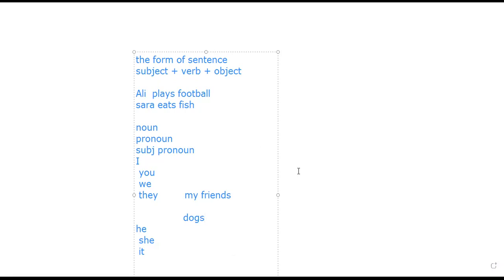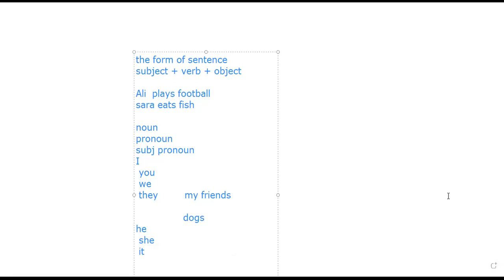Yes, miss. Okay, I want to tell dogs. Which pronoun can be suitable with dogs? It. No, dogs means plural. So what will it be? They. Excellent, Mariam, bravo.